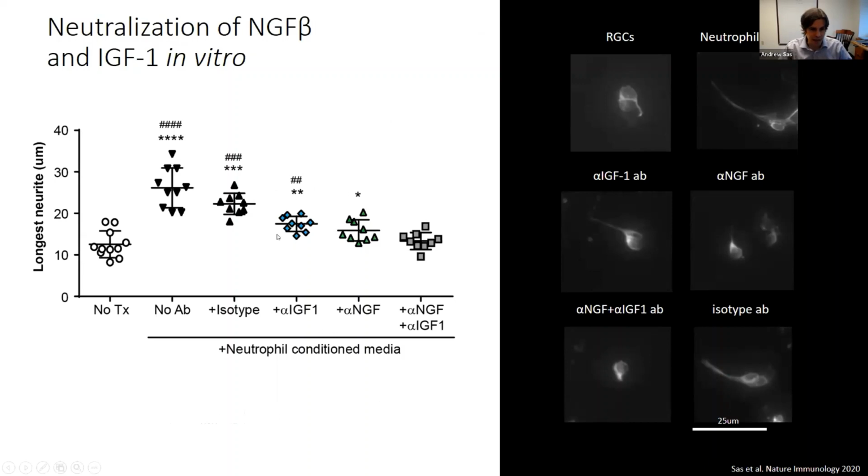What you can see is that if you inhibit either IGF-1 or NGF alone, you get a significant decrease compared to an isotype antibody or no antibody. But when you block both of them, you significantly abrogate the ability of these RGCs to regenerate neurites, similar to no treatment at all.